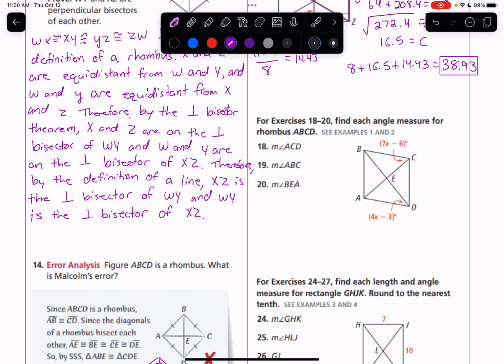Down here, we've got to find each angle measure in the rhombus. So we see some angle measures 7x minus 6 and 4x minus 3. These angles are complementary. They add to 90 because I know that this angle right here will be 4x minus 3. So those two angles together will add to 90. So I can say 7x minus 6 plus 4x minus 3 equals 90. Combine like terms, 11x minus 9 equals 90. Solve.